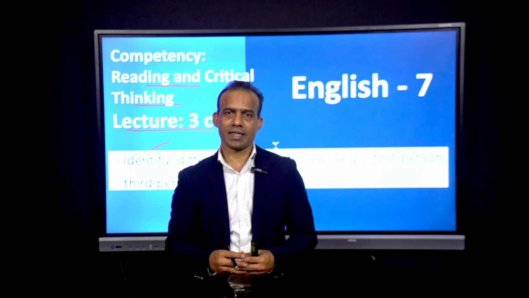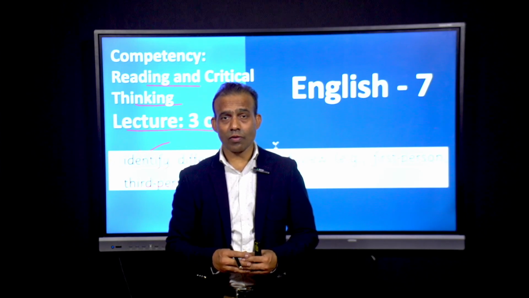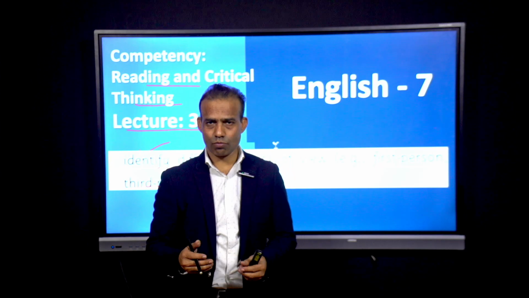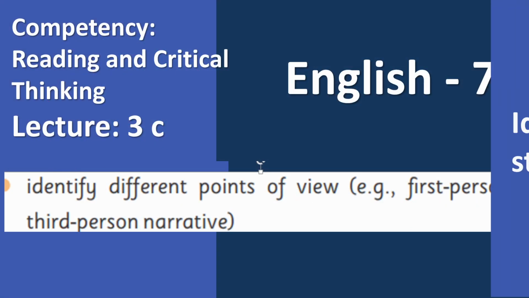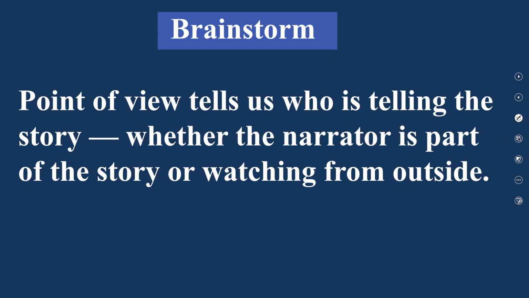So let's move to the next stage and see what is ahead for you and for us. And you know very well, after that, we talk about vertical linkage and brainstorming. Yes, move to the vertical linkage. Look at this. This is English 6 SLO, and in vertical linkage, the SLO is describing identify the speaker of a poem or story. Here, the SLO is just talking about the speaker, but in class 7, we turn the speaker into persons, first person and second person or third person. Next, move to the brainstorming.